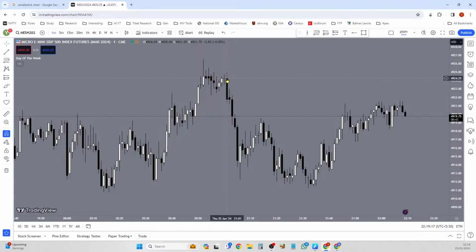So price opened here, it closed lower. So the closing price is 4921.75. Since the closing was lower than the open, the color of this candle has turned black, and this is termed as a bearish candle.